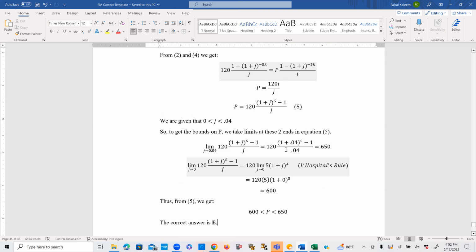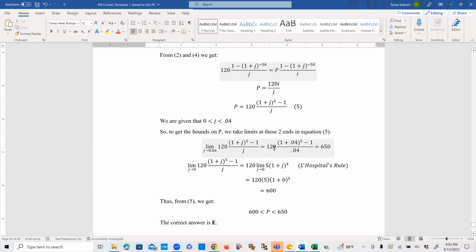And therefore, to find the corresponding bounds for p, we'll have to take the limits at these two numbers, because we're not equaling 0.04 and we're not equaling 0, but we are being as close to these as possible. And therefore, when you take the limit as j approaches 0.04 in this equation for p, we can directly plug in 0.04, because here we are not having any issue. Remember that in a polynomial, if you can directly plug in the number and you're not getting a 0 in the denominator, then that direct plugging is going to give you the value of the limit.